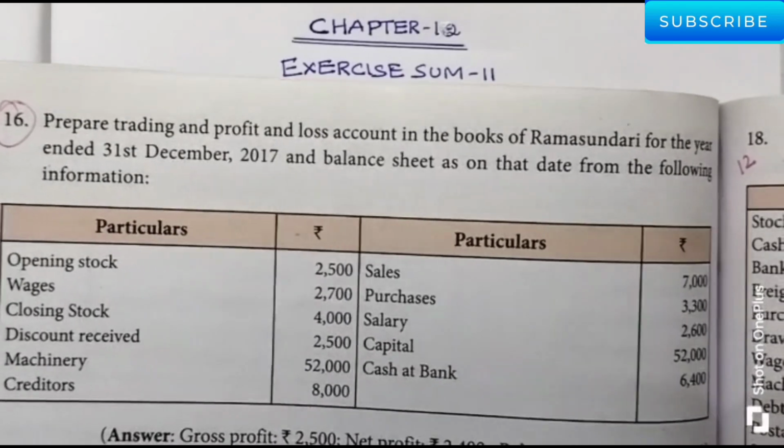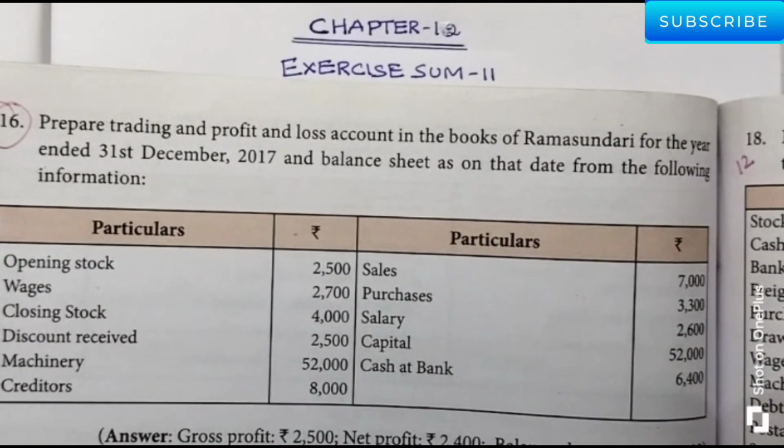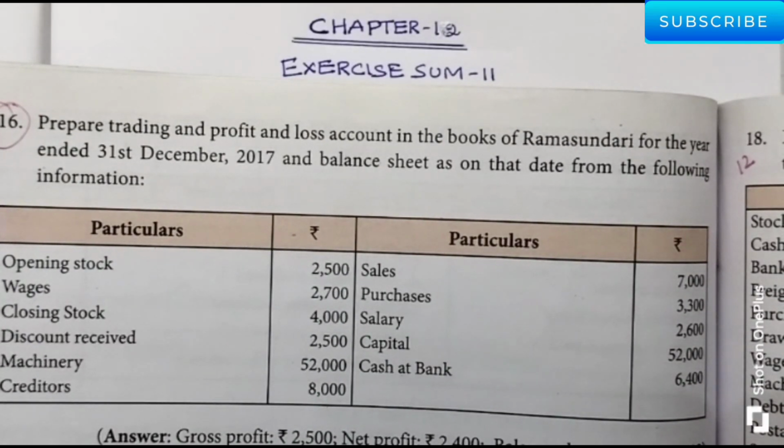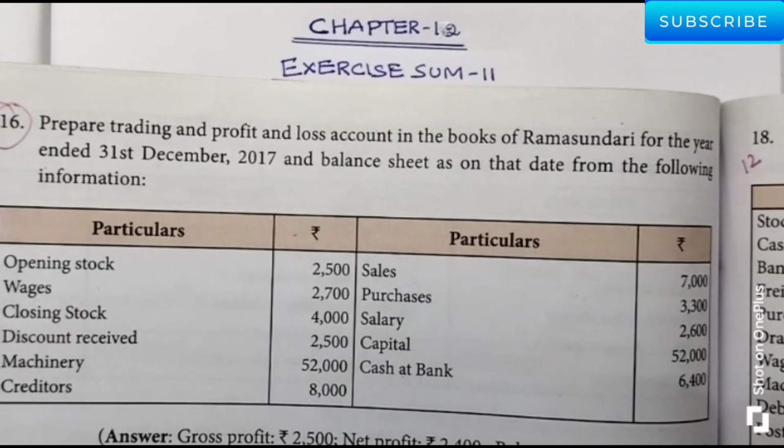First of all, we have to identify the given information and mark which is to be trading account, profit and loss account and balance sheet. It will be easy to prepare the three accounts, okay.